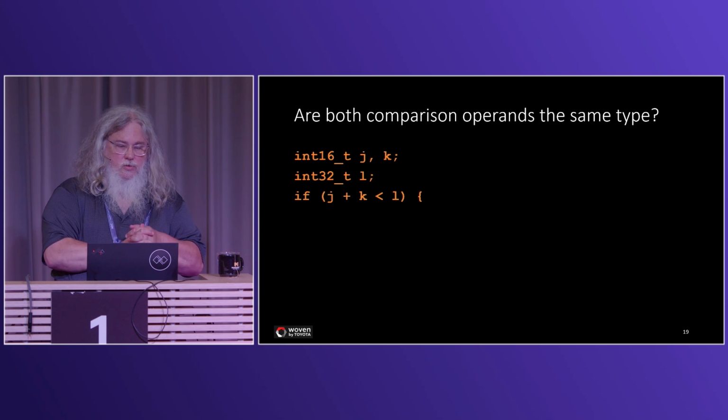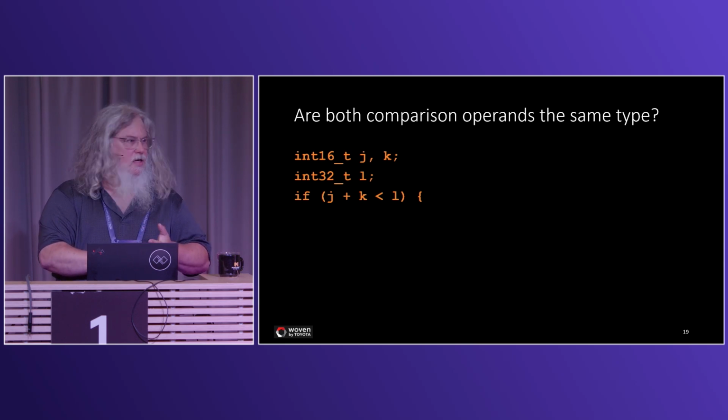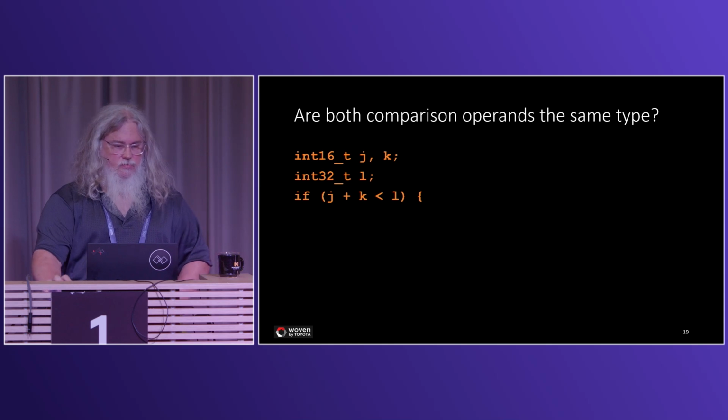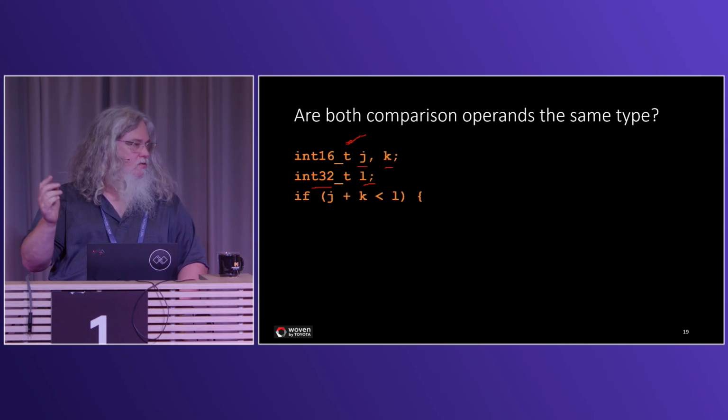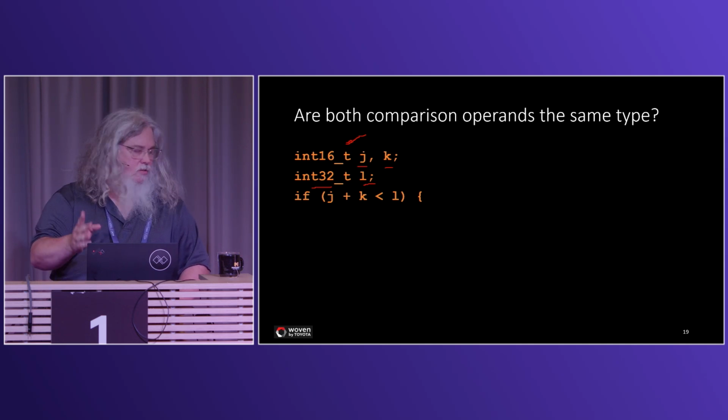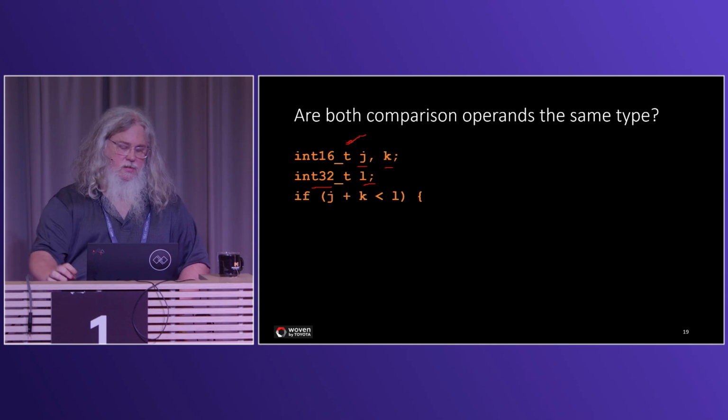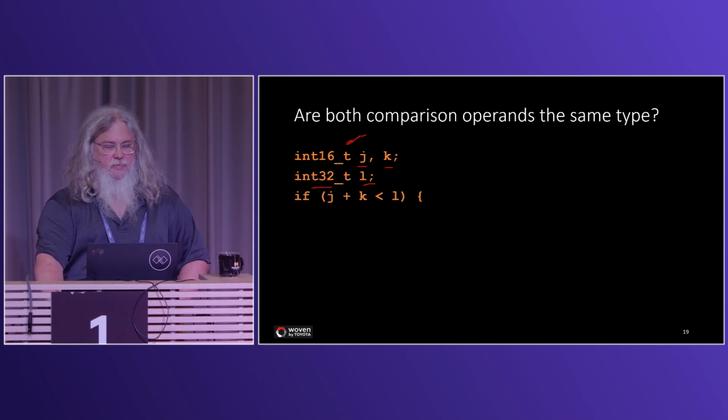Okay, so here's where it highlights again the problem with these exact width types. We have int16_t. We have two values, j and k. And we have int32_t and integer l. And here, this is MISRA compliant code, right? I'm not using short or int or long. I'm trying to write code that my tools aren't going to complain about.